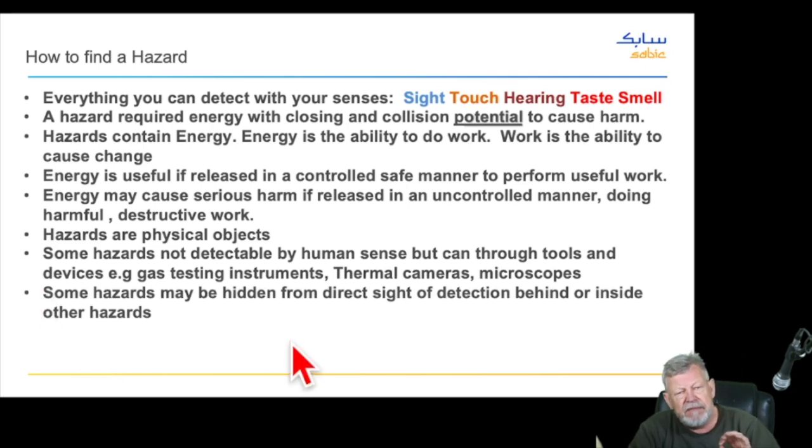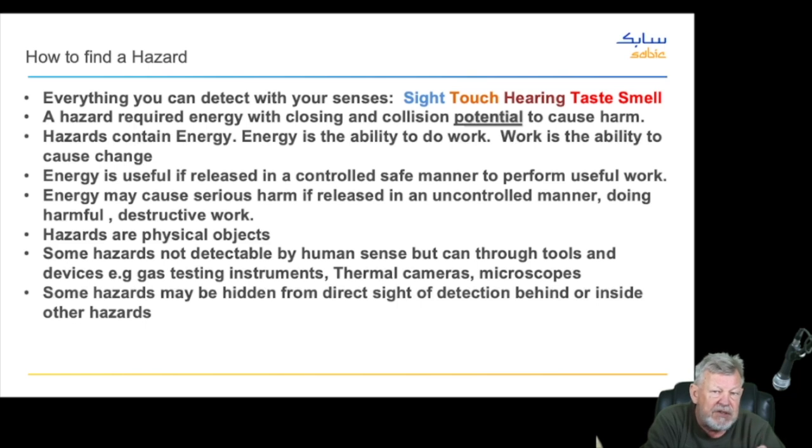Some hazards, I said 90% of the stuff you can detect by your senses, but there are odorless gases which are toxic. There are colorless gases, and they are fatal. CO2, nitrogen, those things are colorless, odorless, but you can detect their presence through some kind of a device. Pathogenic substances, bacteria, viruses, Legionella, all of those kinds of bacteria, they are still physical things.